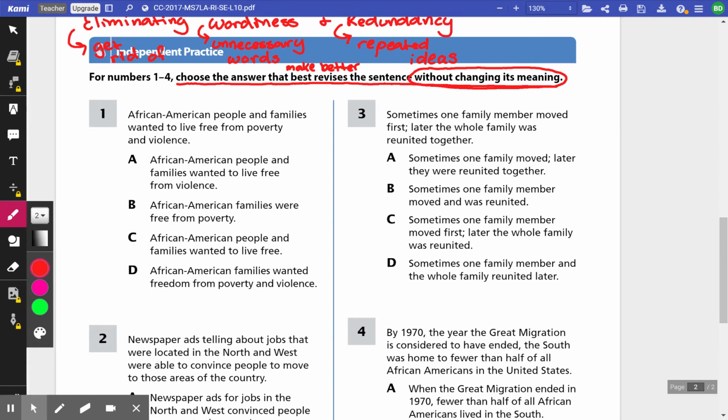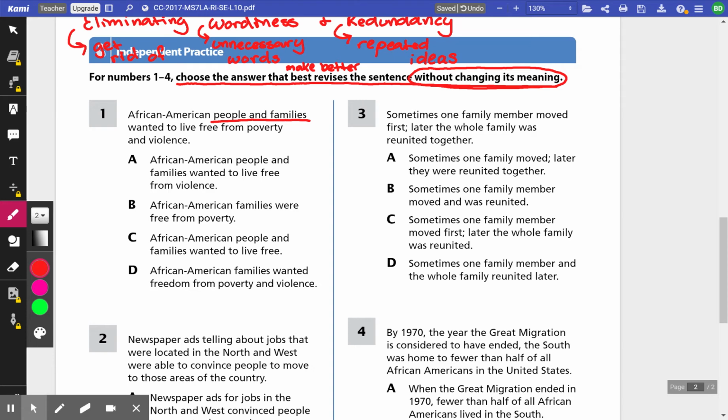So, number 1 says African American people and families wanted to live free from poverty and violence. The first thing I'm going to do is look at this sentence and see if I see any wordiness or redundancy. And I do spot one thing. It says African American people and families, right? So this section of the sentence here, people and families, could potentially be a little bit redundant. It's possible we can just combine this into one thing.